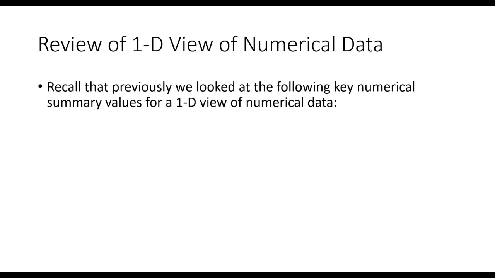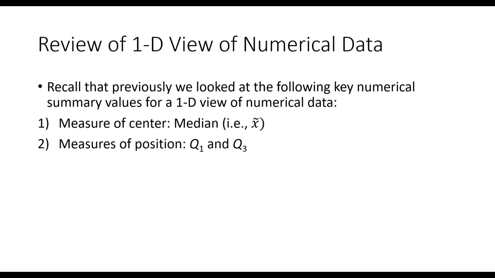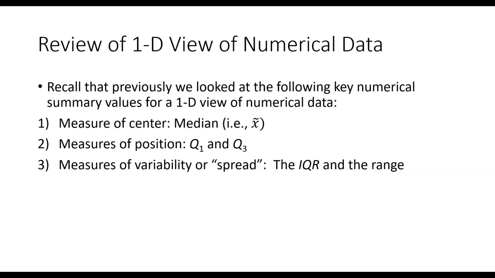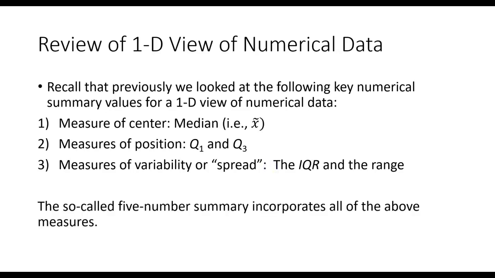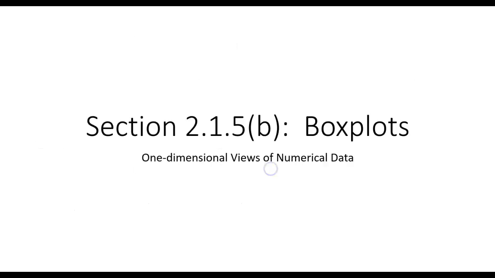Recall that previously we looked at the following key numerical summary values for a one-dimensional view of numerical data. First, we talked about the measure of center, known as the median. Secondly, we talked about two measures of position, namely the first and third quartiles. Thirdly, we talked about measures of variability or spread, namely the interquartile range, which is equal to Q3 minus Q1, and the range, which is equal to the maximum minus the minimum. The so-called five-number summary incorporates all of the above measures.